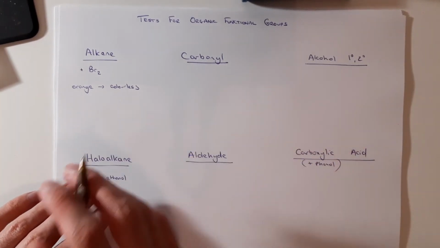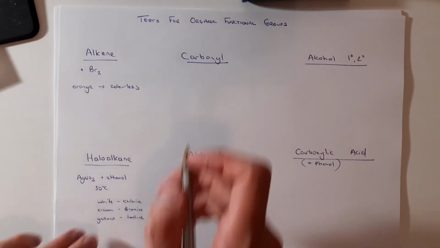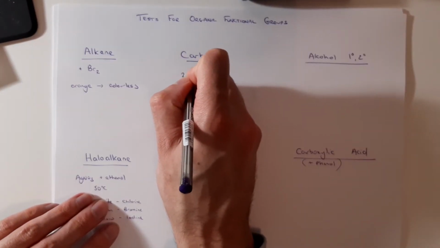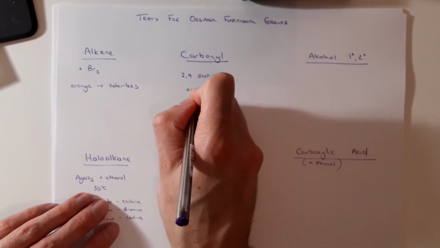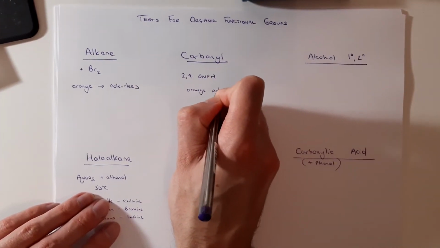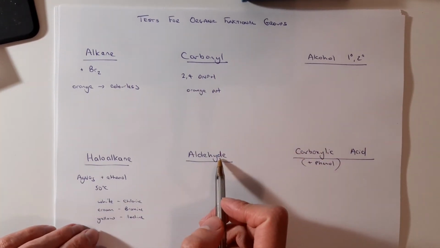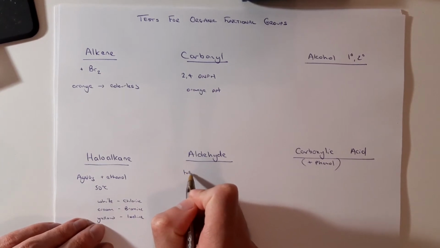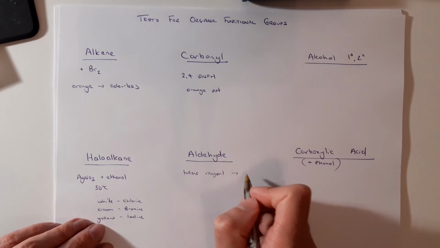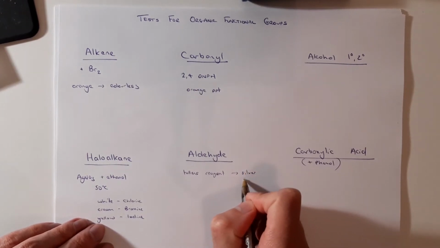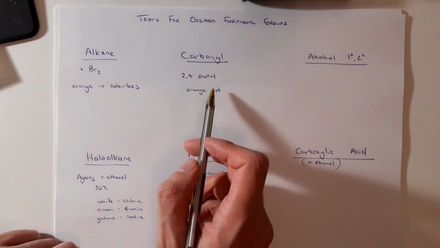Now for the carbonyl, this is our aldehydes or ketones. We're going to add 2,4-DNPH, and if we have an aldehyde or a ketone, then we're going to form an orange precipitate. If we've done that and identified that we've got that orange precipitate, we can then do the aldehyde test, where we add Tollens' reagent, and if we have an aldehyde, we'll get a silver mirror forming. If we don't get that, then we know we've got a ketone.